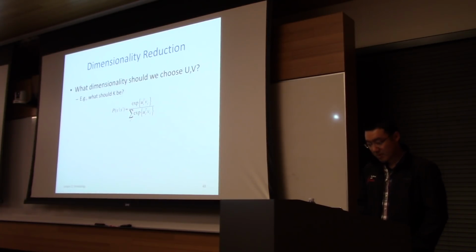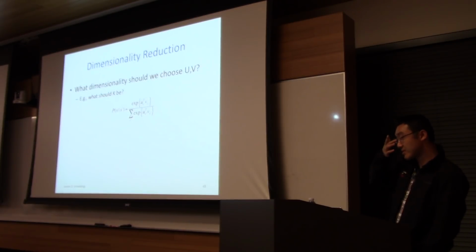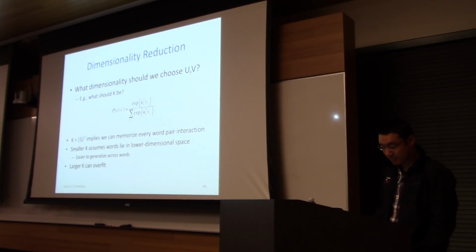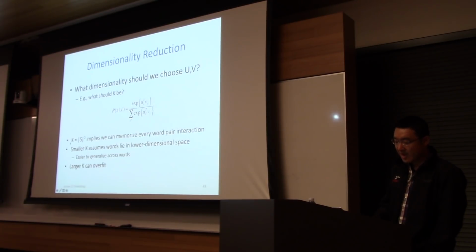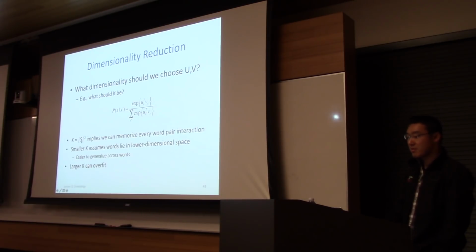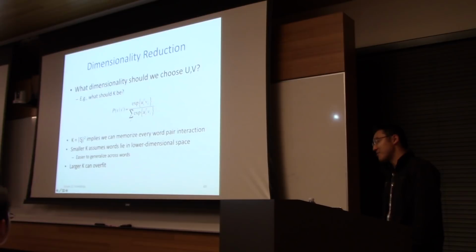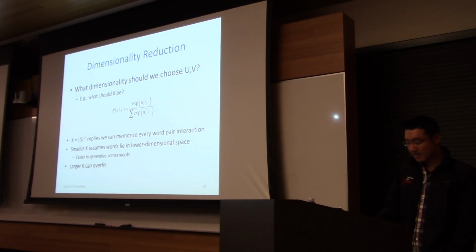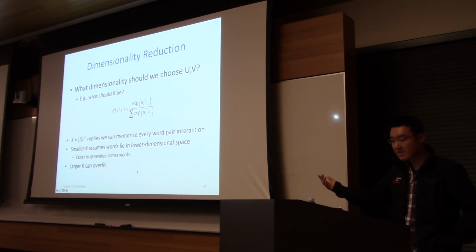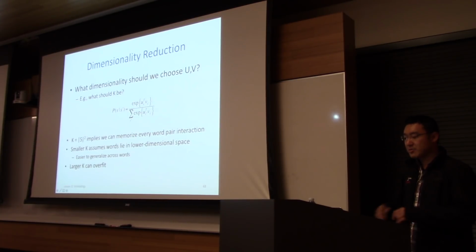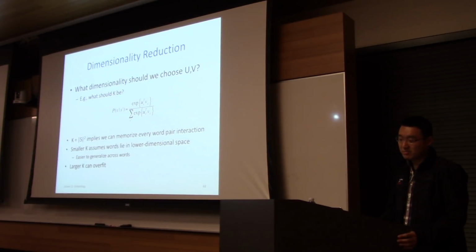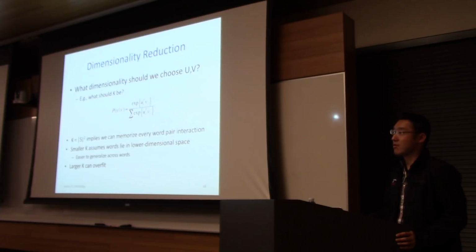Okay. So the original dimensionality of these words is the number of words, right? So we want to learn a low-dimensional embedding. If k equals the number of words squared, that means we can basically memorize every word pair interaction. It's not very useful. A smaller k assumes that the words lie in some low-dimensional space that can capture all these probabilistic relationships. Then it's easier to generalize across words, so a larger k can overfit, in other words.